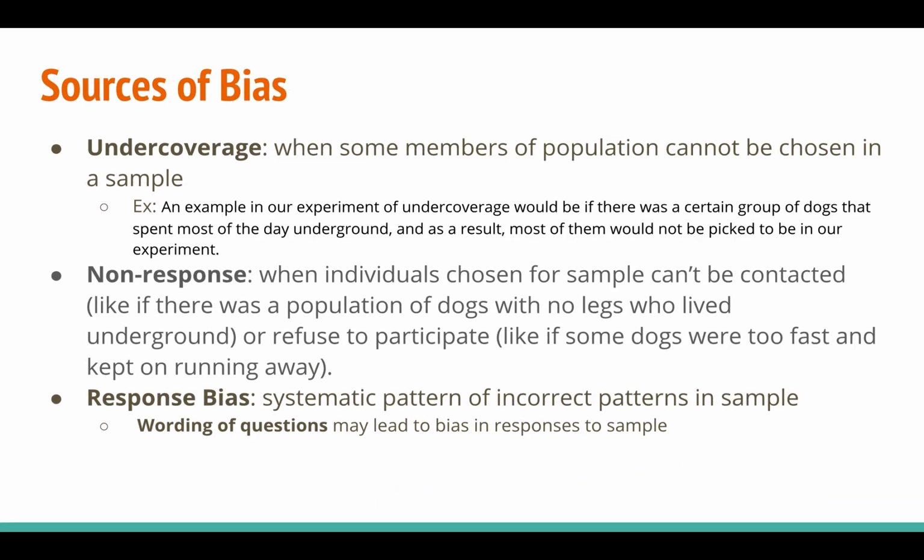One of the sources of bias is undercoverage, which is essentially when you're unable to get certain members of a population to participate, so they aren't well represented in the experiment. Next is non-response bias, which is when individuals chosen for the sample can't be contacted or refuse to participate. Response bias is when there's a problem with the measurement process and results in a systematic pattern of incorrect samples. An example of something that could cause response bias is wording of question.